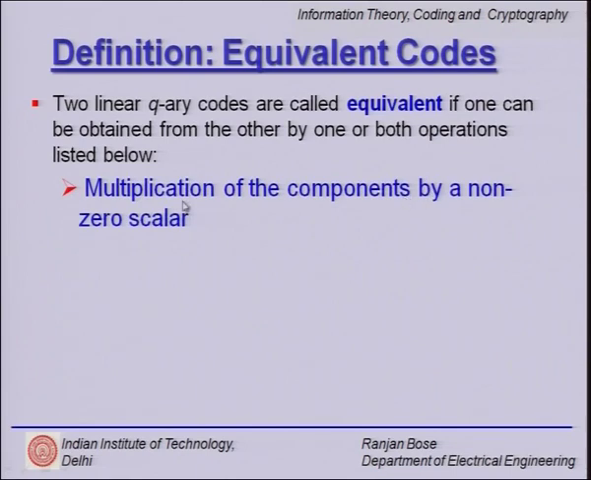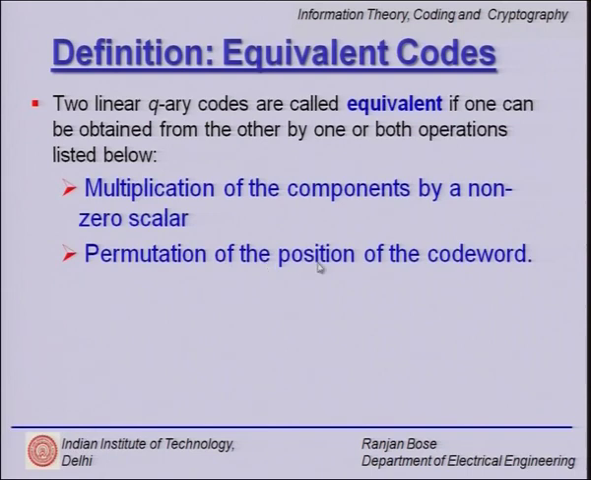Multiplication of the components by a non-zero scalar, permutation of the position of the code words. Okay. So, this is what we had stated earlier, but now we are formally defining how we can declare two codes to be equivalent.